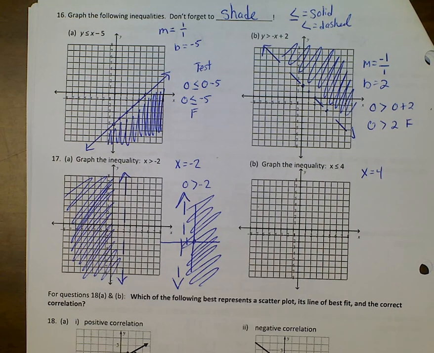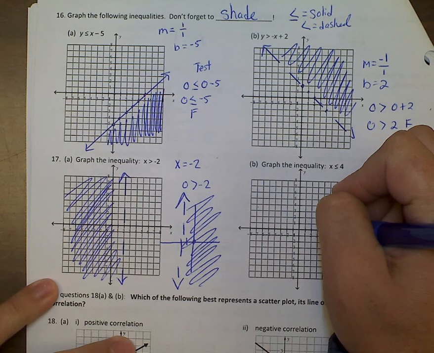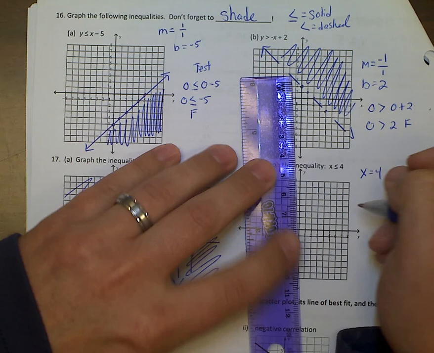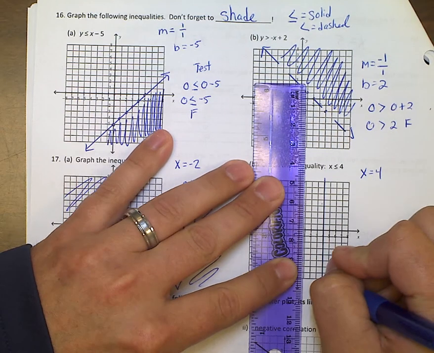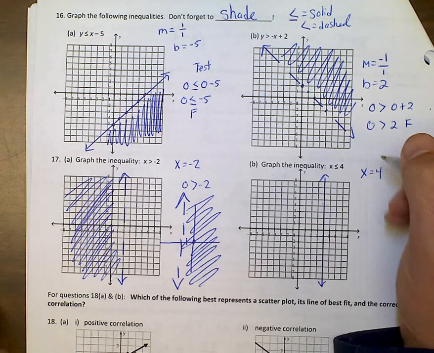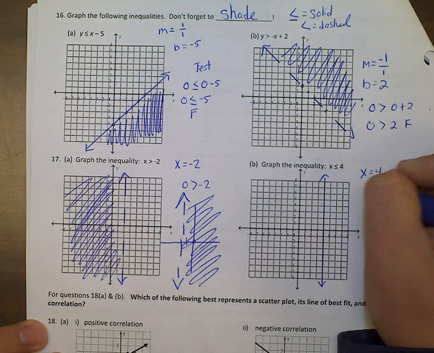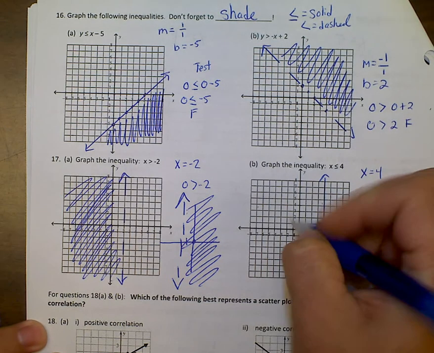So here is going to be at x equals 4, and that's going to be a solid line. And I'm going to test my point 0, 0, which is right here. 0 is less than or equal to 4, which is true, so I'm going to shade this side.